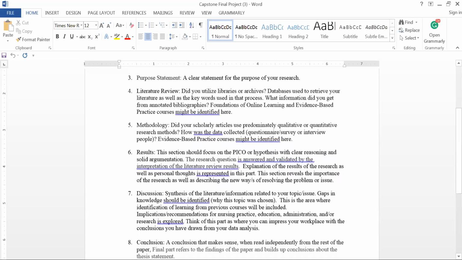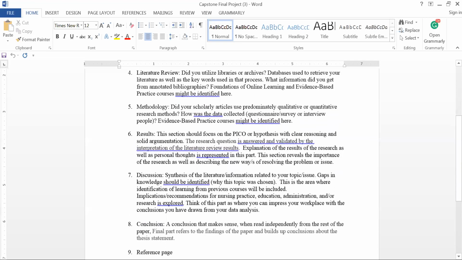Your literature review. Here are perfect questions for you to answer to get your literature review. What libraries did you use, what archives, what databases did you use, what were the keywords that you used in that process? Don't forget those keywords. What information did you get from the annotated bibliographies? And perfect things that you might find here, foundations of online learning. You might not be using that one because that has been changed, but evidence-based practice courses might be identified here.